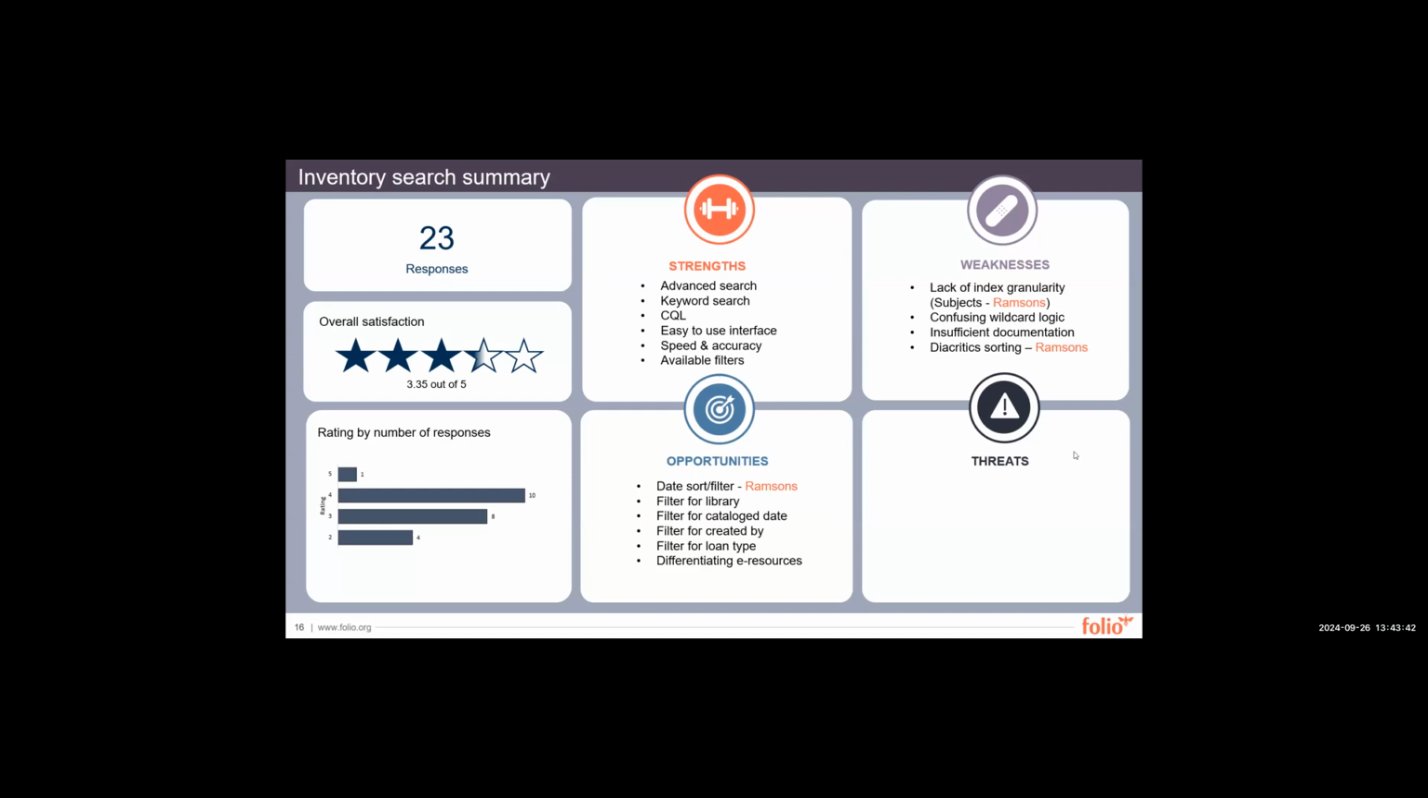The first being the date sort and filter feature, which we are working on in Ramsons, and then a couple other features for library name, catalog date, created by, and loan type. And then there was a call out for being able to differentiate e-resources from non-e-resources on the results list. I'm happy to say that with inventory search, there were no major threats identified.